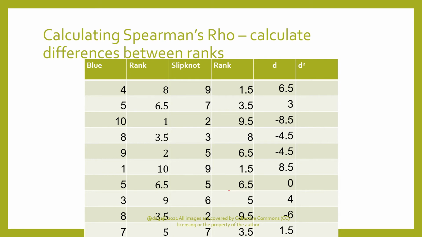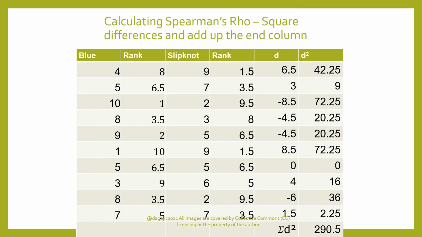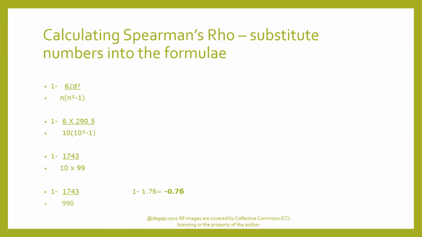So one of the things that we do to help us to be able to calculate more easily is we square everything so that everything becomes a positive. So 6.5 times 6.5 is 42.25, etc. Once we've done that, we then add up. That sign, sigma, means sum of. So sum of differences squared is 290.5.